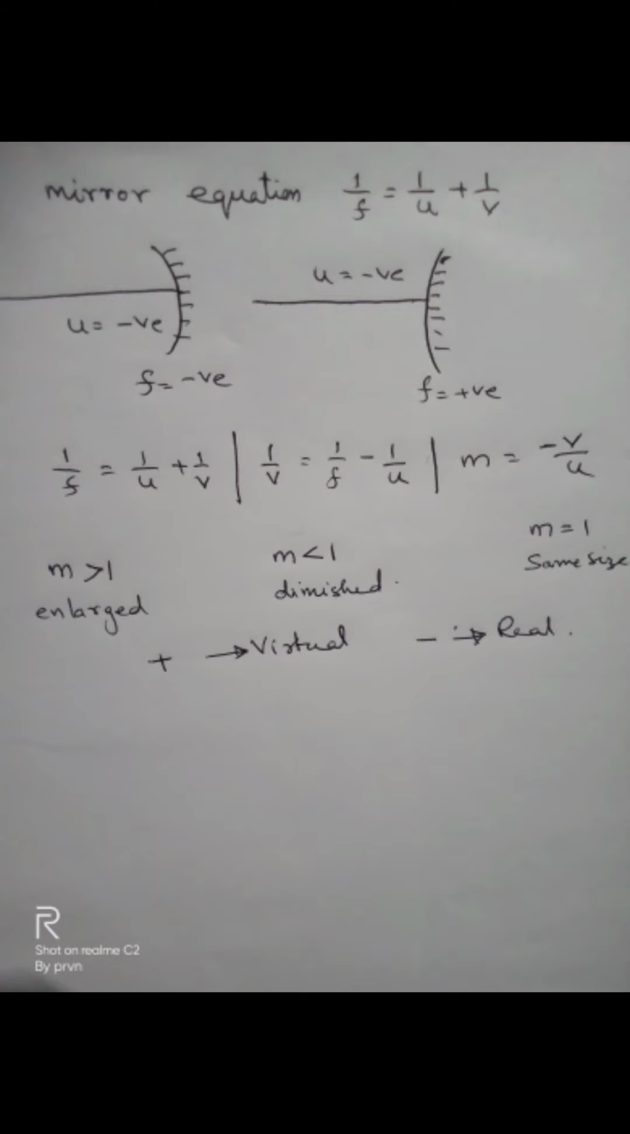If the magnitude of magnification is greater than 1, we will call that the object is enlarged. If the magnitude of magnification is less than 1, we will call it diminished. Equal to 1, then same size. If the value is positive, then it is a virtual image. If the value is negative, this is a real image.